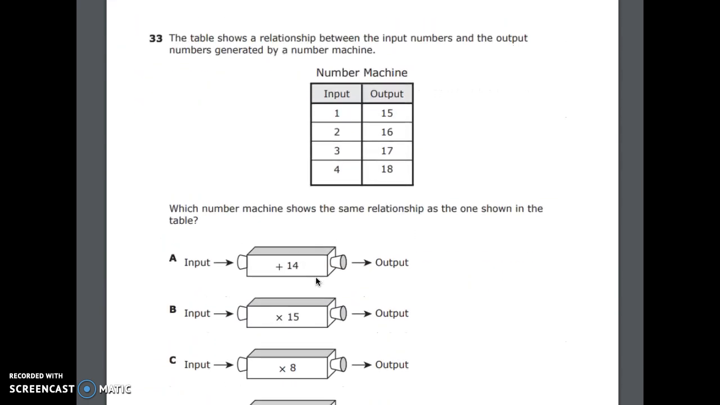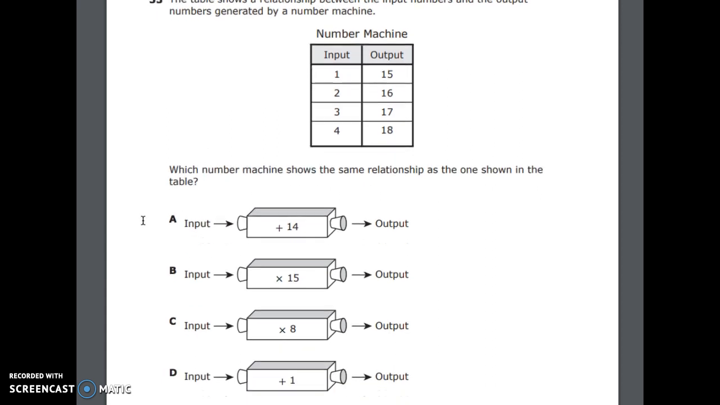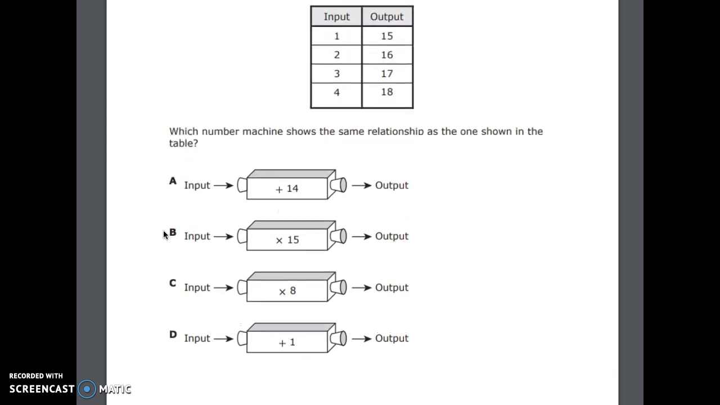Number 33. The table shows a relationship between the input numbers and the output numbers generated by a number machine. Number machine, input, output. Which number machine shows the same relationship as the one shown in the table? A. Input plus 14, output. B. Input times 15, output. C. Input times 8, output. D. Input plus 1, output.